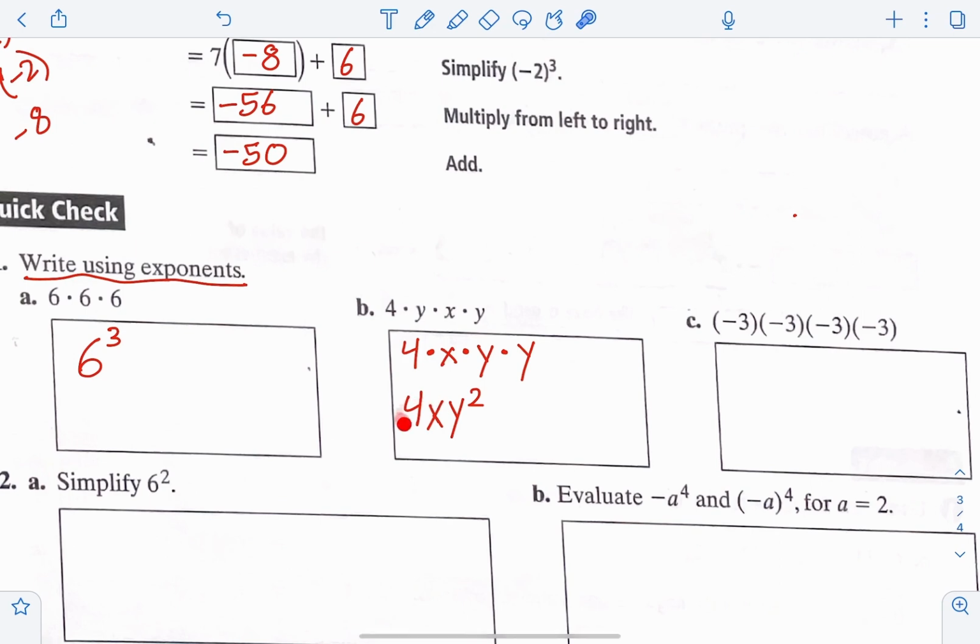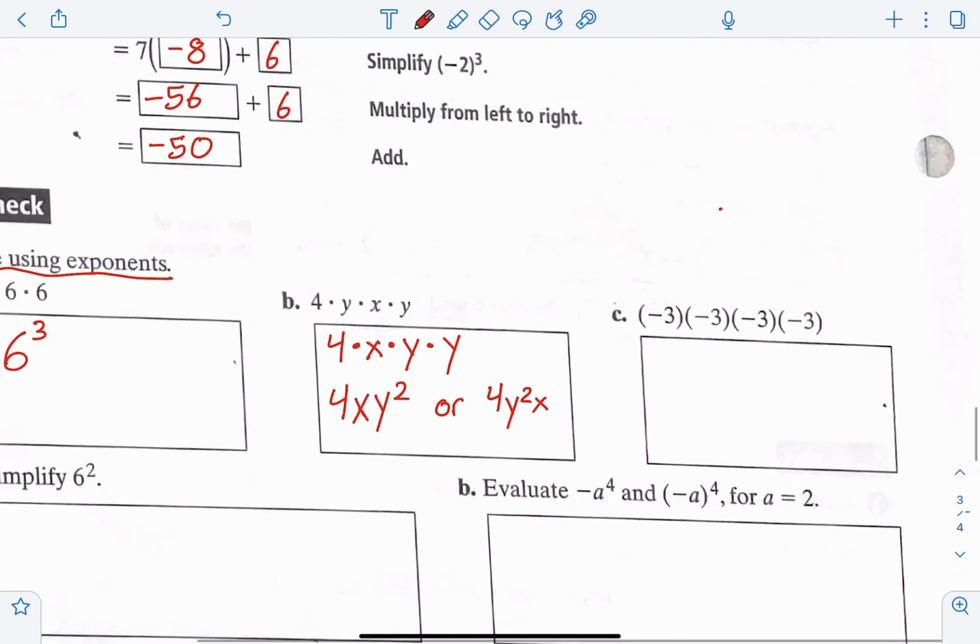Remembering that in our answer, we don't have dots between them. Okay, you could also have 4y to the 2x. Either one of those answers is correct. For this last one, we have -3 in parentheses, and then that happens 4 times, so we're just going to put it to a power or an exponent of 4, and then we're good.